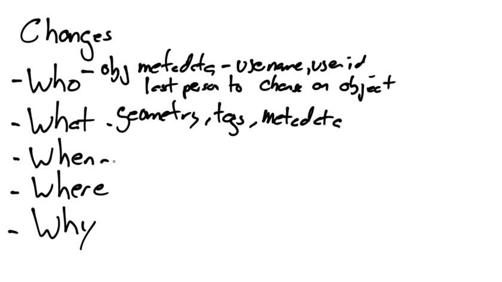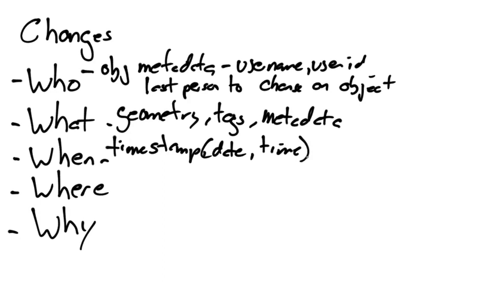We said that the when was contained also in the object, so we had the timestamp, right, which is just the date and time that the object was modified, as well as we said we had a version number, right, which was just a number that keeps track of when the object changed.